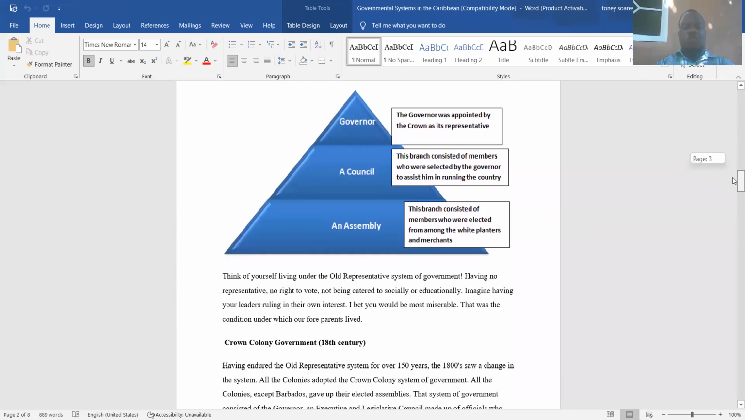Let us look more closely at the old representative system. So how this system actually worked was that there was a governor who was at the head, right? This governor was appointed by the crown, whoever was ruling in Britain at the time, whether it was a king or a queen. Then he had a council. This was a branch of members who were selected by the governor himself to assist in the running of the country. There was also an assembly, right? This consisted of members who were elected from among the white planters and merchants. So the governor, who was the head selected by the crown, he selected a number of councillors, and then an assembly was elected, meaning white planters voted for representatives to sit in the assembly, right?